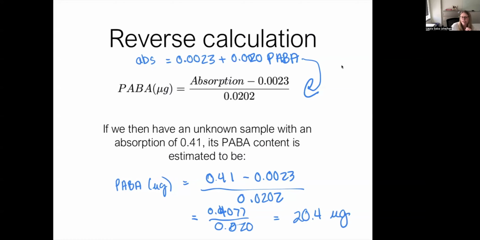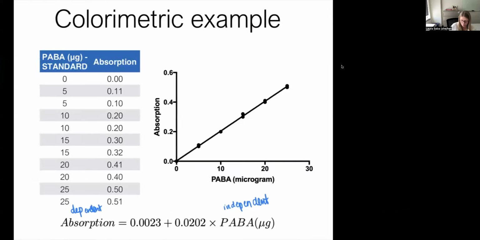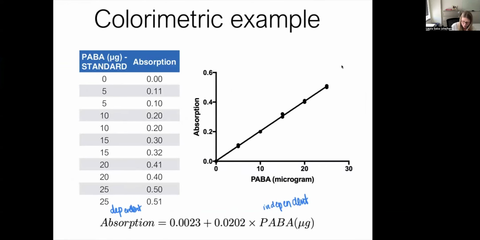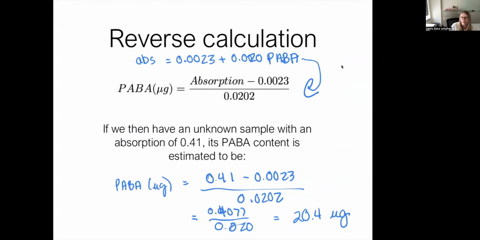And again, let's just double check, make sure we're using interpolation instead of extrapolation, right? So we saw in this case absorption at that 0.41 level and concentration at 20.4. So if we go over here, we did see this in our data set. So this is a pretty safe interpolation.